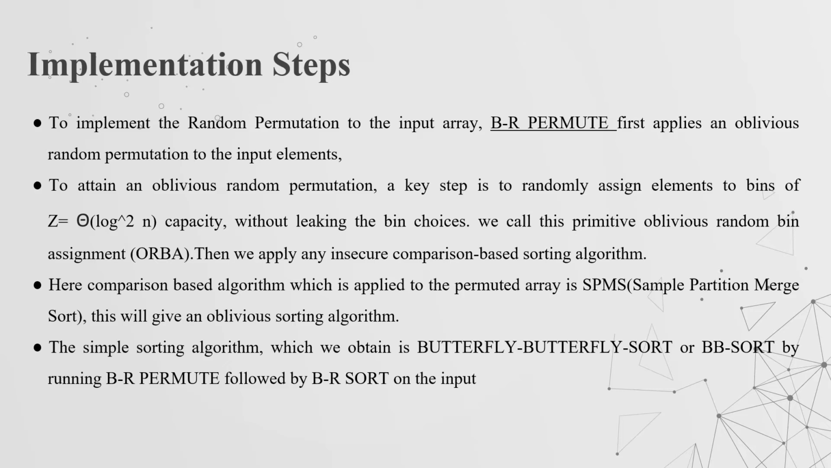In the next step, we can apply any sorting algorithm; it need not be data oblivious. So we apply SPMS, that is sample partition merge sort, one of the sorting techniques mentioned in the paper. Let's look at the construction of the random permutation. This occurs in two steps. First, we create a coarse random permutation of elements by moving each element into a random bin. In the second step, we create a random permutation among the elements of each bin and concatenate the bins.